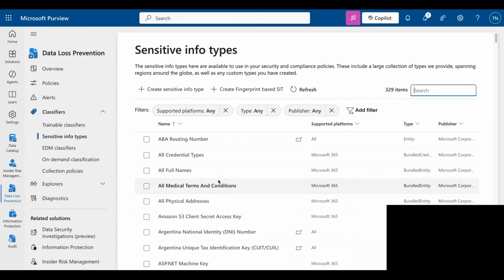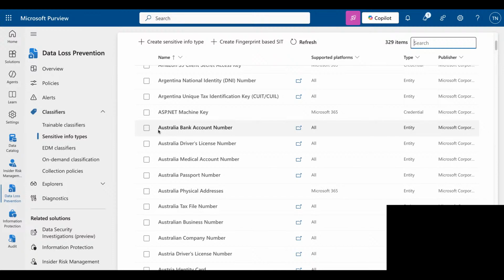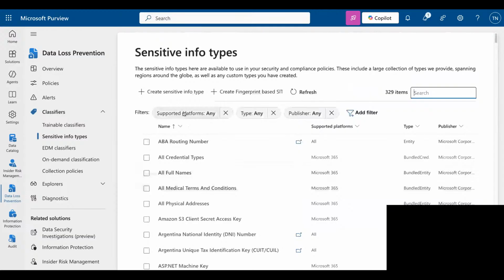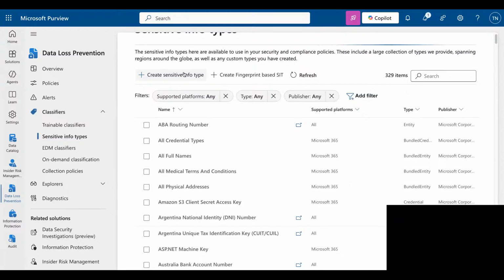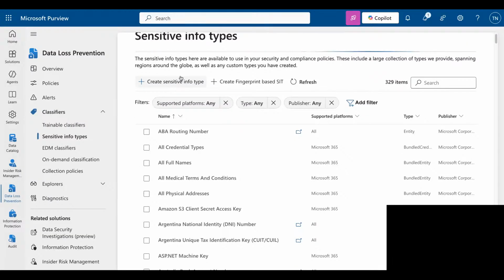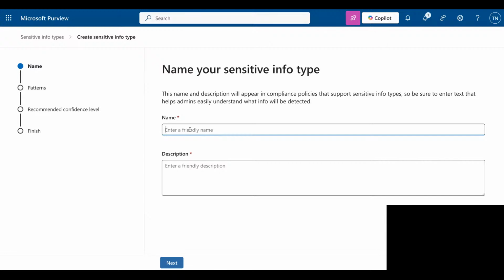Let me show an example here. As you can see here, for Australia, they have bank account numbers, driver's license, medical account number. All of these things, I don't have them for South Africa. So if I wanted to create my own ones, I'm going to have to come here. Okay, let me click here and just show you how it looks when you try to create one. I'm going to give it a name. Maybe I'll say South African driver's license.